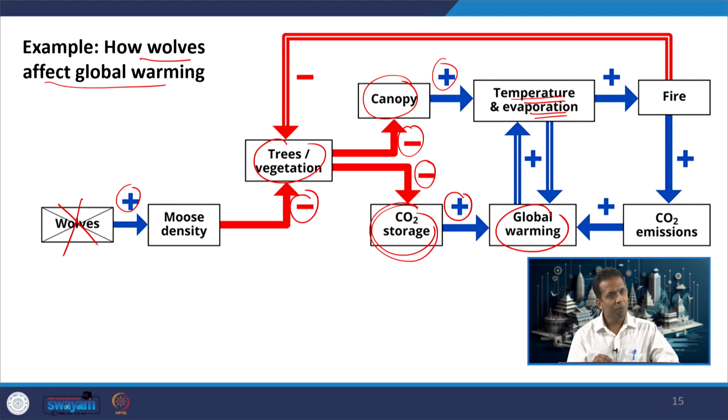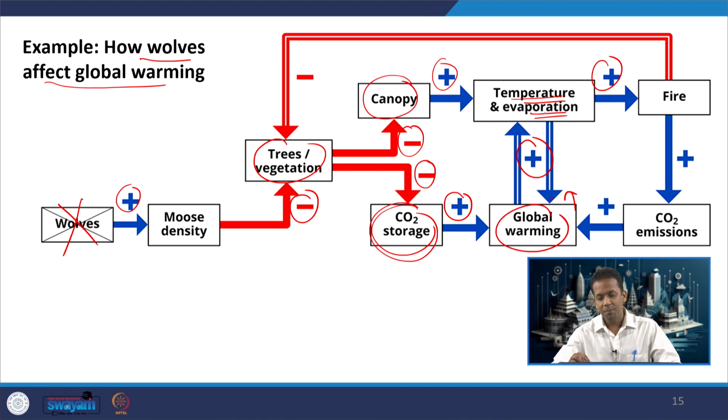Similarly, if canopy is going down and temperature and evaporation are going up, the global warming will increase. And these two are interlinked. Temperature, evaporation and global warming can be a cause and effect for each other. If temperature increases, evaporation increases, global warming will go up. If global warming increases, temperature and evaporation will go up. So, both are having a reinforcing impact on each other.